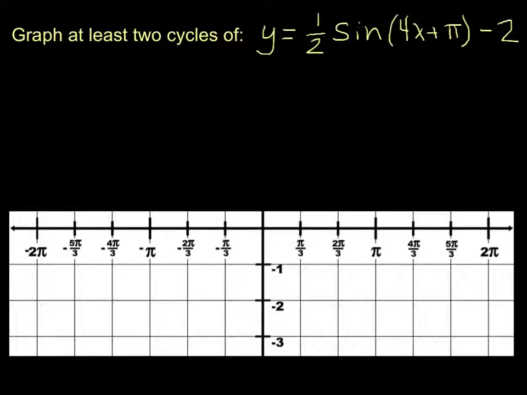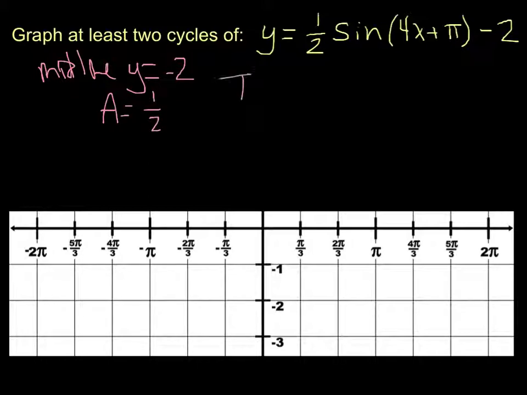So the first thing I want to look at is the midline. The midline, in this case, is y equals -2. Next, what's the amplitude? The amplitude is 1/2. Now let's identify the period. The period will be 2 pi over 4, which is pi over 2. And again, the 4 indicates it's going to take 4 cycles within 2 pi, or pi over 2 for 1 cycle.